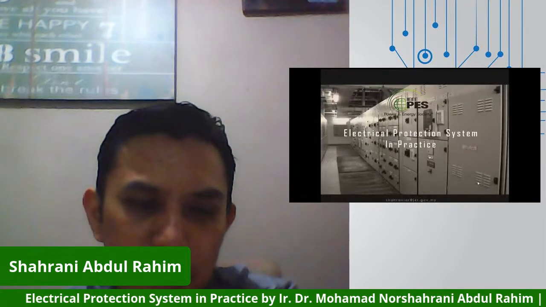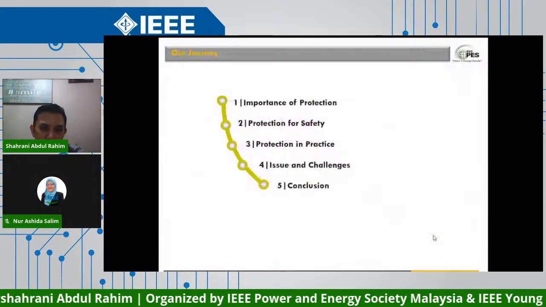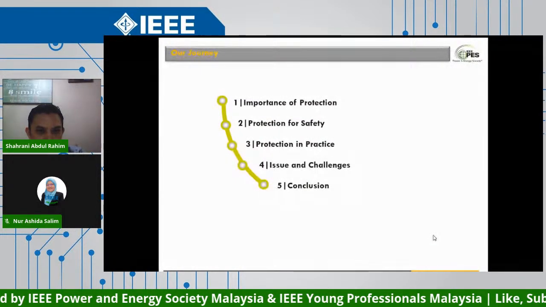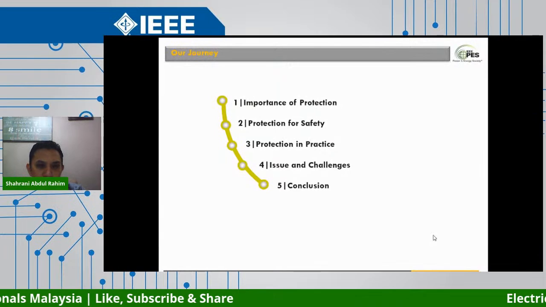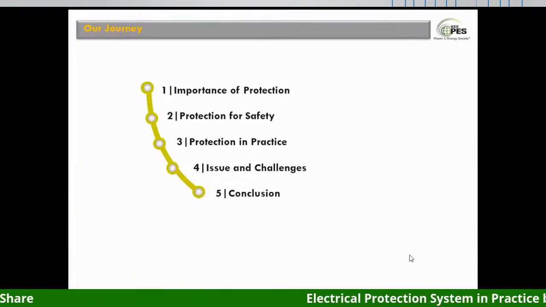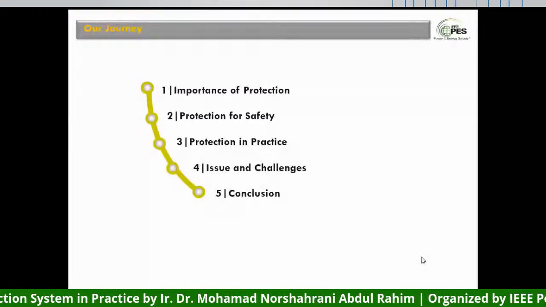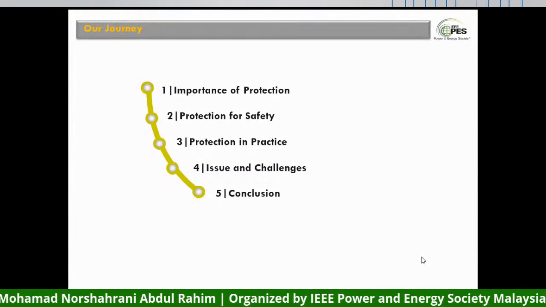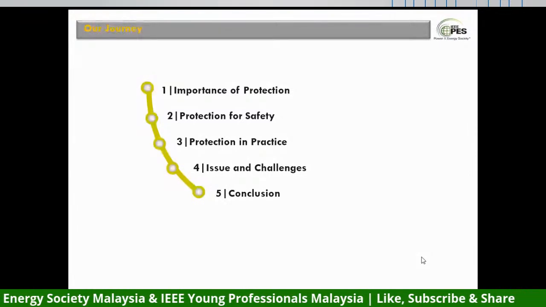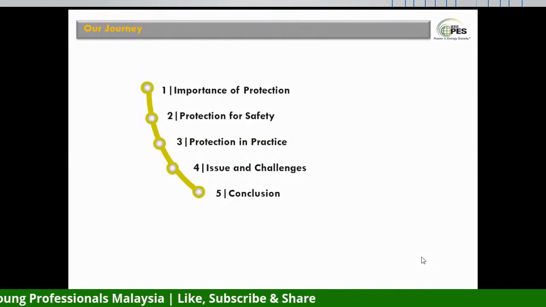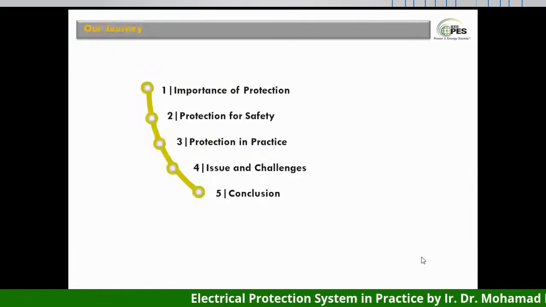The content for my sharing today: I will start with highlighting the importance of protection system, then the regulations and compliance in terms of protection for safety, then some angles in the practice of the protection aspect, and then some issues, challenges and confusion. Previously I had shared a similar topic at UM, especially for student IEEE, but it was too technical, more on application in detail. So today, since most of the participants I heard are from industry and also fresh graduates, we'll try to see from another angle so that we can discuss the issues and challenges faced by the protection system.